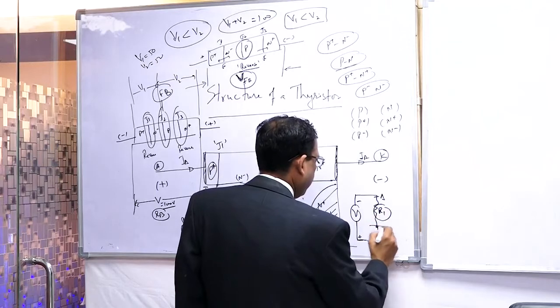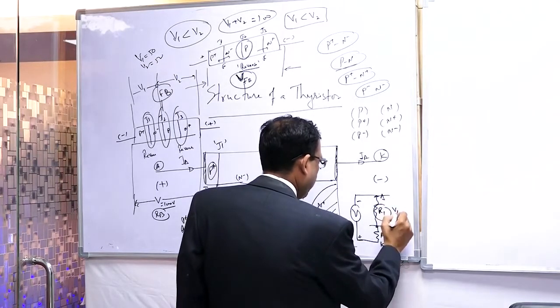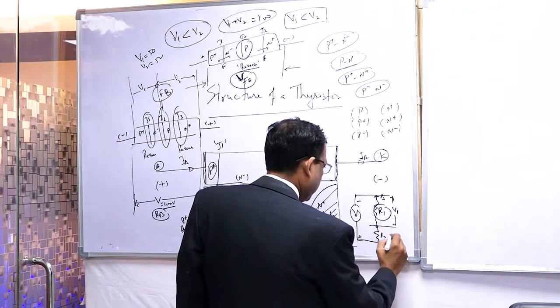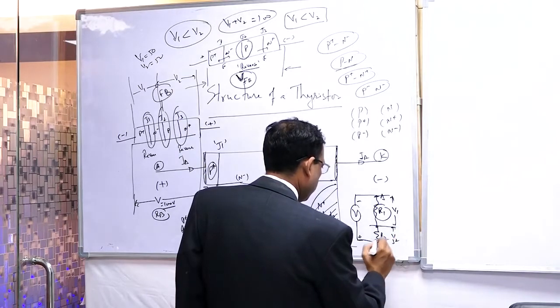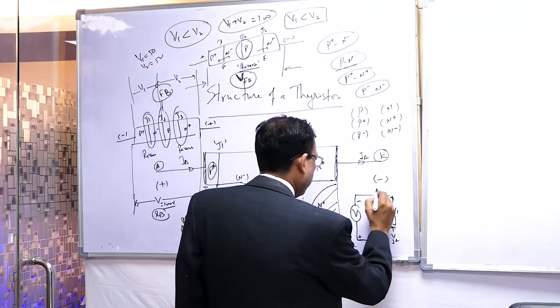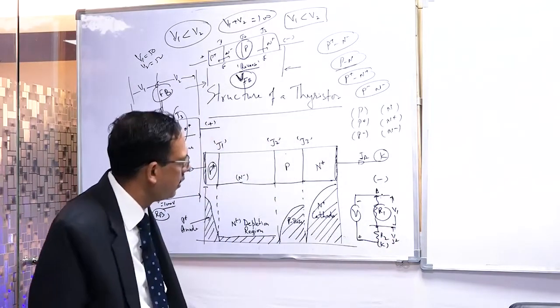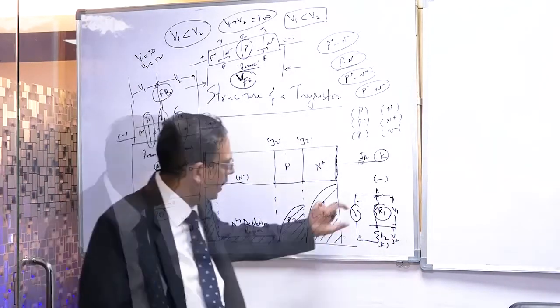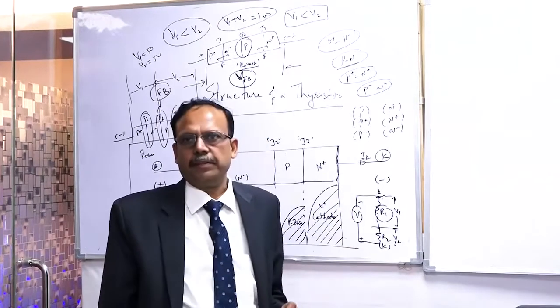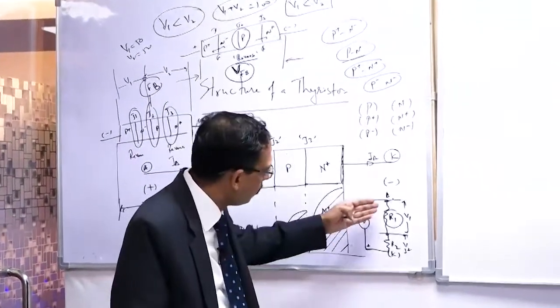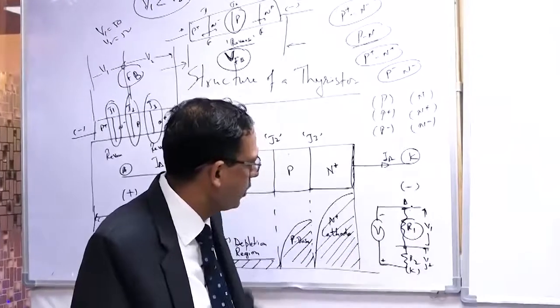Now you tell me, this is V1, this is V2, this is your cathode, this is your anode. Now out of these, R1 in the reverse condition, you know that they are going to act as insulators, isn't it? So which is going to be more, R1 or R2, which is more and which is less?